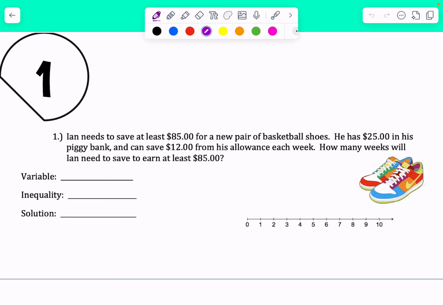Hello, 7th graders. We are going to look at some word problems and how we can write an inequality to represent a situation, and then go ahead and also solve that.